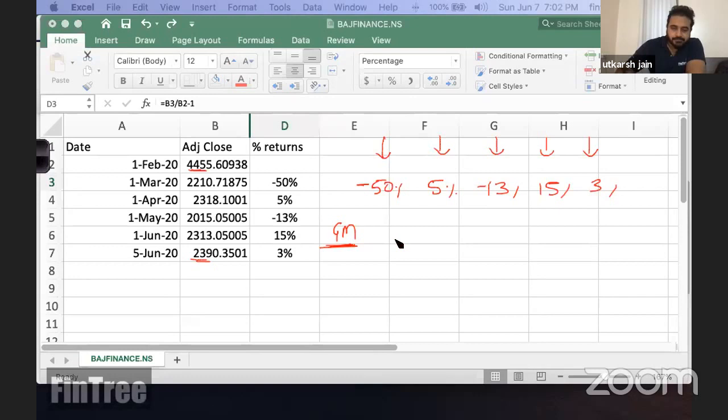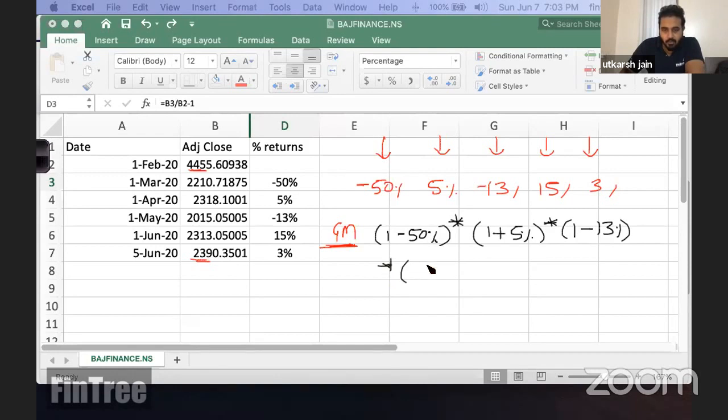Look at my calculations. 1 minus 50% multiplied with 1 plus 5% into 1 minus 13% into 1 plus 15%. So even though initially it will look kind of stupid, or it would look a little strange, but after a while you'll be able to build affinity with these numbers. And this would be 1 plus 3%. So these are my returns.